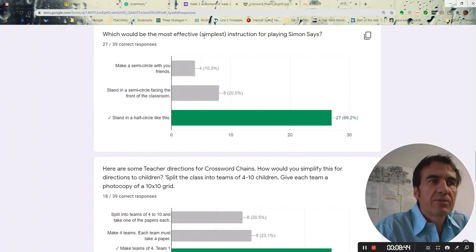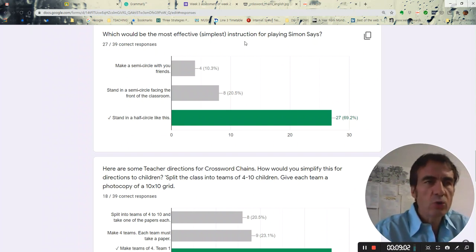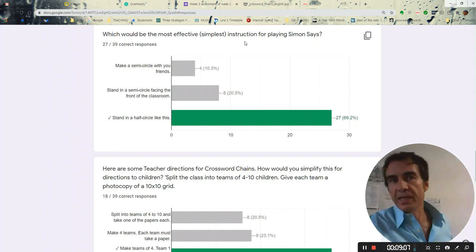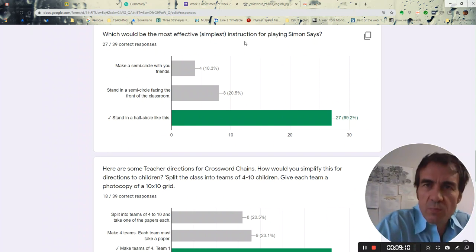Which would be the most effective? In this case, simplest. The simplest instruction is the most effective because you consider TEE as a bridge. You want to start your game or activity as quickly as possible because the game or activity is what you have planned, or somebody else who made the game has planned, to get students practicing using some vocabulary or grammar. If you could give the instructions in Korean, things would get started much quicker.